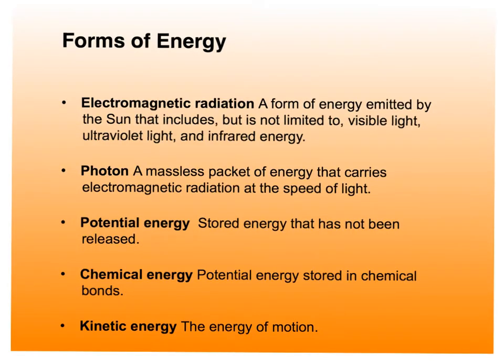All right, so how do we find energy in the universe? There is electromagnetic radiation. We'll teach you that a little bit further down the line, what the electromagnetic spectrum looks like. It is a form of energy emitted by the sun that includes, but is not limited to, visible light, ultraviolet light, and infrared energy. You also have radio waves, infrared, microwaves, X-rays, gamma rays, right? So those are some of the other ones there.